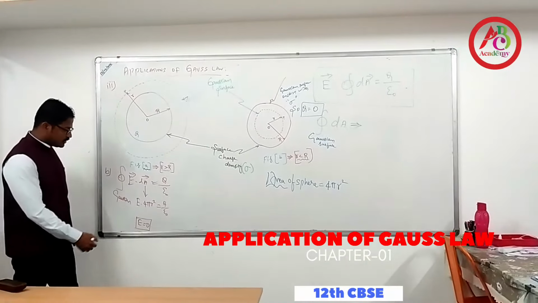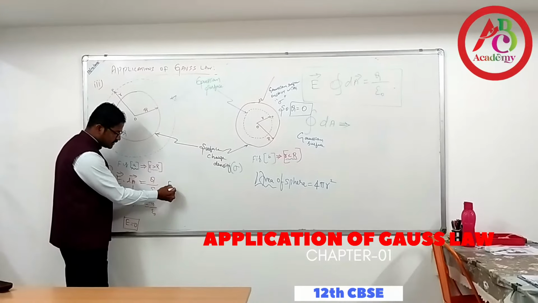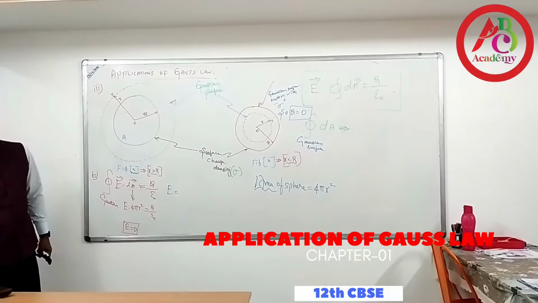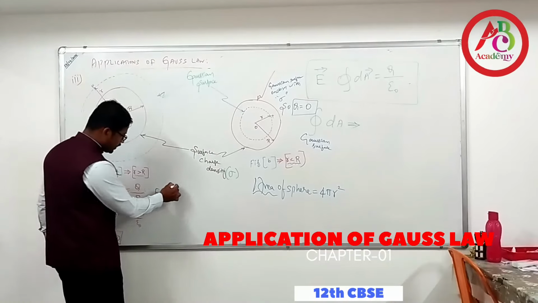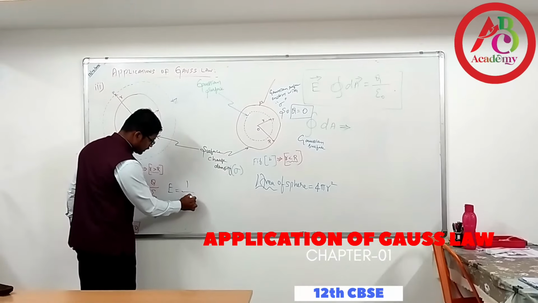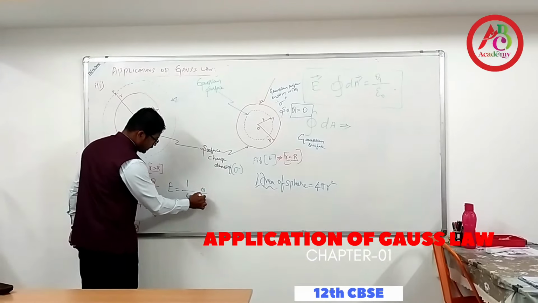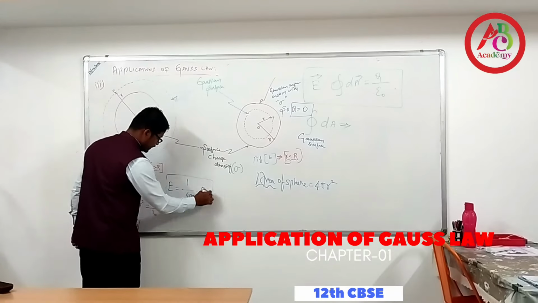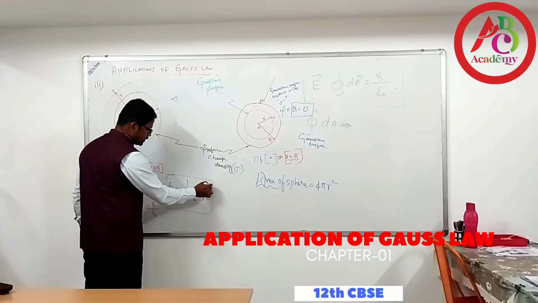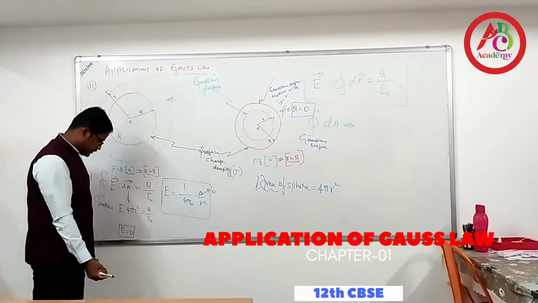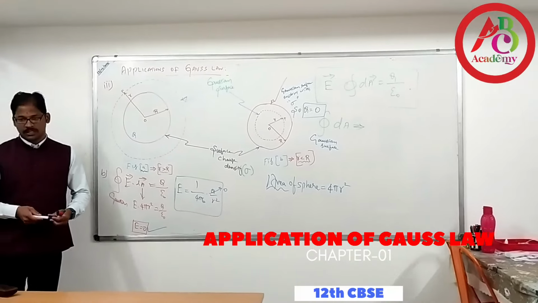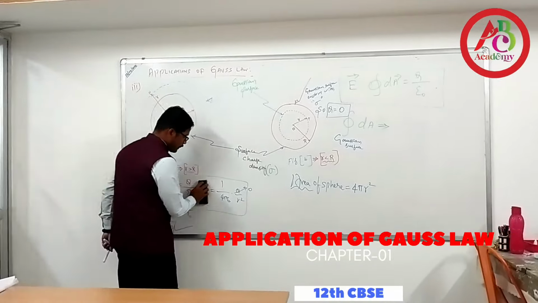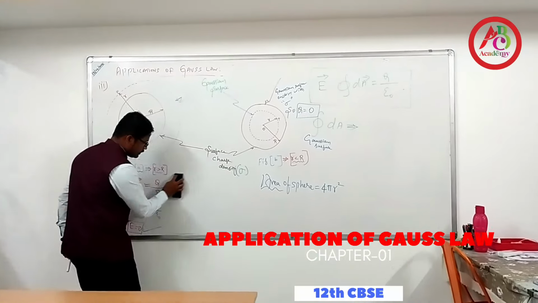So if Q equal to 0, can you tell me the last equation, E equal to, in non-vector form? 1 by 4 pi epsilon naught Q by r square. This is the last equation, correct? If Q becomes 0, everything is equal to 0. E is equal to 0. Clear? So the logic is that.